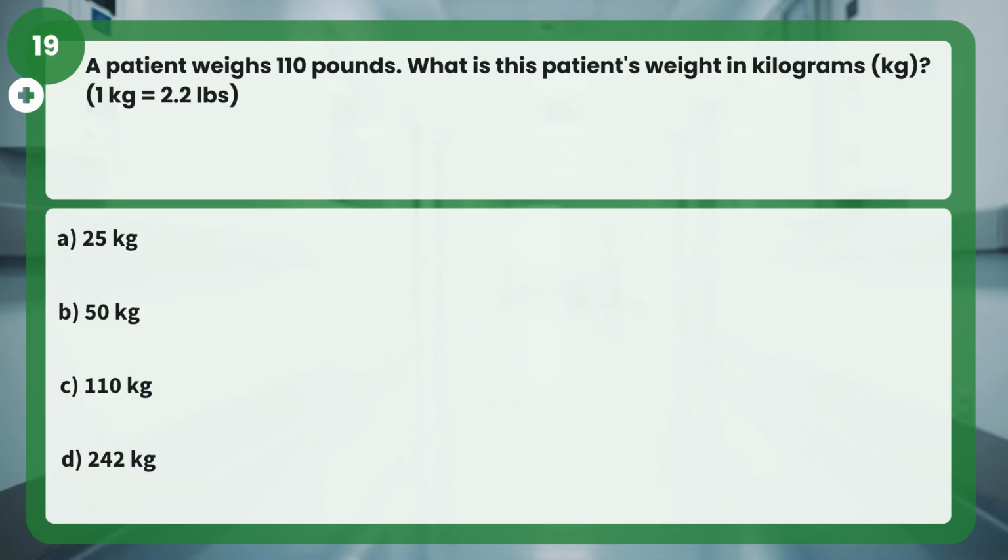Question 19. A patient weighs 110 pounds. What is this patient's weight in kilograms, kg? 1 kg equals 2 lbs. A. 25 kilograms. B. 50 kilograms. C. 110 kilograms. D. 242 kilograms.